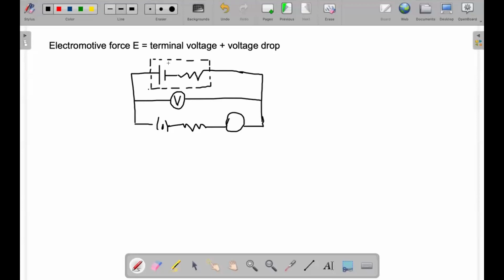Fine. So here the electric field will be in this direction. This is the electric field. And here it is small r, which represents the internal resistance. And this is the external resistance, say capital R. Right? Suppose now when a steady current I is established in the circuit, the current direction will be from positive to negative. So this is the direction of the current. Here it is A, ammeter.